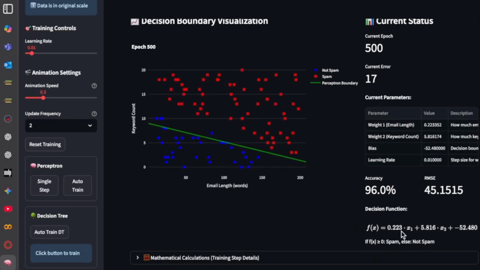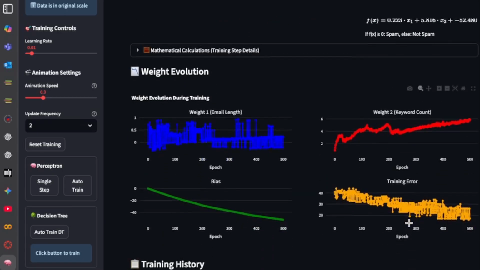But really, the challenge here was the data. So here's our function that we end up with. Given our input x, the coefficient for the email length is 0.223. You multiply that times the length value, then plus the other coefficient times the number of keywords, and then the bias, which is minus 52. And if that value ends up being greater than 0, we're going to classify it as spam. Otherwise, we're going to say, okay, no, this is regular email, it's not spam.